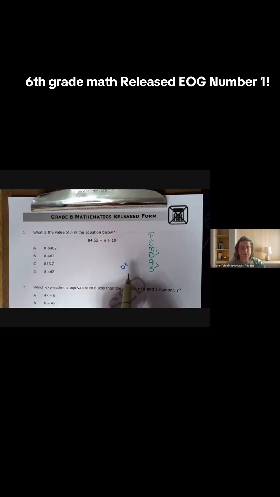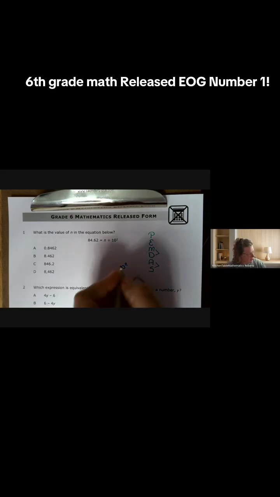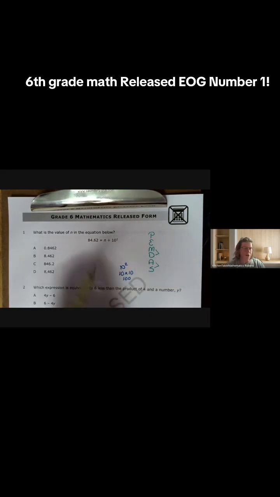Anytime you have an exponent, the exponent tells how many times to multiply the base times itself. So 10 to the second power is the same thing as 10 times 10, which we know is 100. Now, the good thing about base 10s is your exponent is going to tell you how many zeros it's going to have, okay? So 10 to the third power would be 1,000. 10 to the fourth power would have 4 zeros, be 10,000, etc., etc.